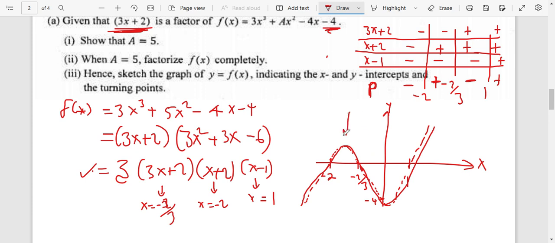For the turning points, I'm not going to find them because you use calculus and we've not done calculus yet. Simply differentiate this and then equate it to 0. Find the x values. When you find those x values, come back to this function. The x value that you find, substitute here to find the y value. That will be the turning point.